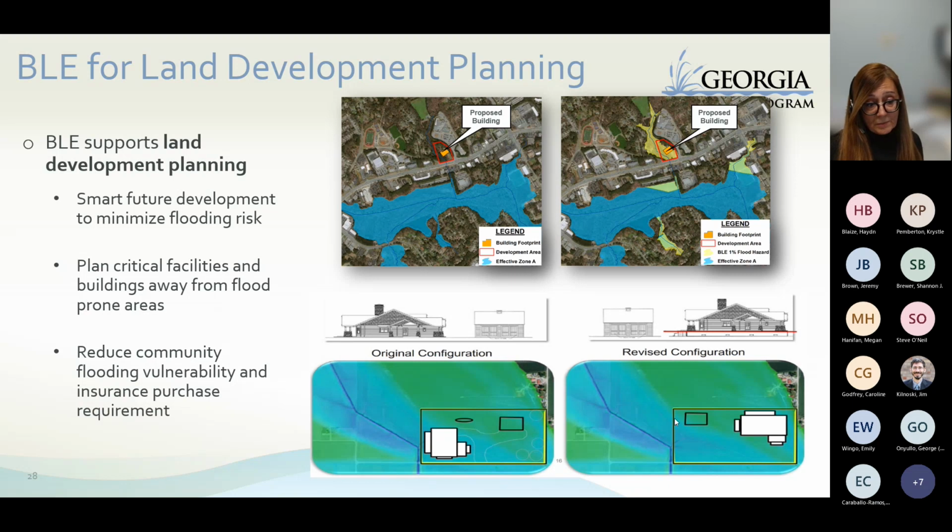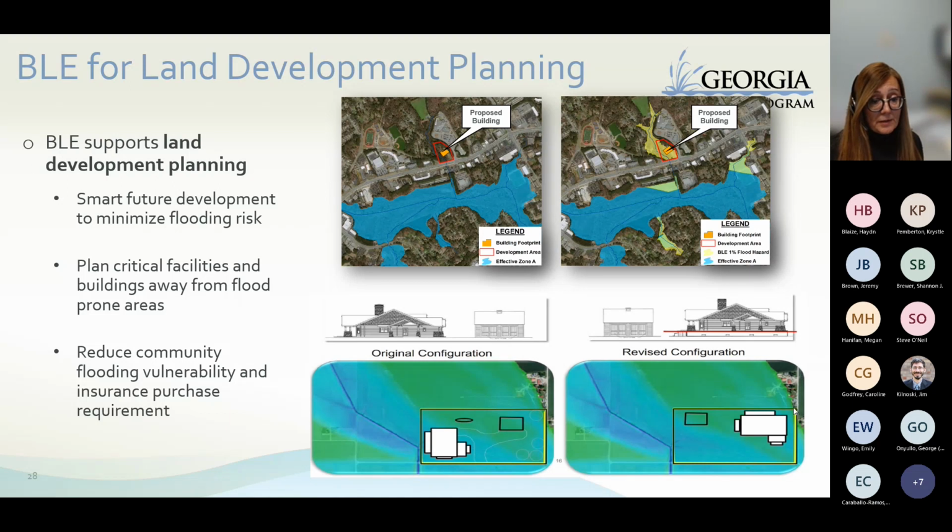As shown in these images at the bottom, if you have a proposed development, and this is a parcel, if you didn't have information from the base level engineering analysis, a potential layout of the building, as shown on this first image here, would have put this building at the deepest part of the floodplain. And again, the consequences of flooding are going to be significantly impacting the property and the building if it's placed in this location.